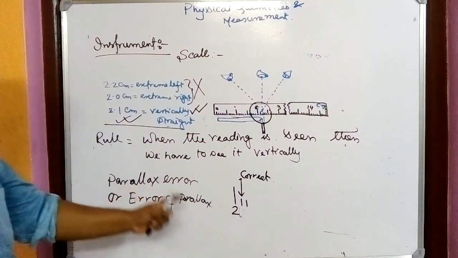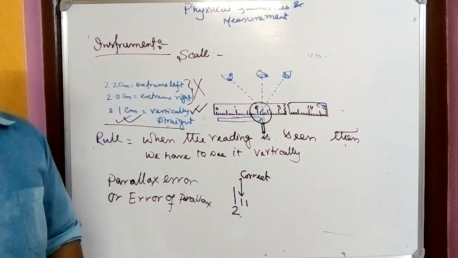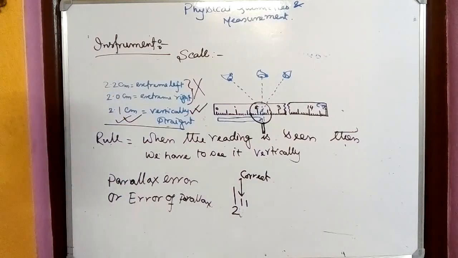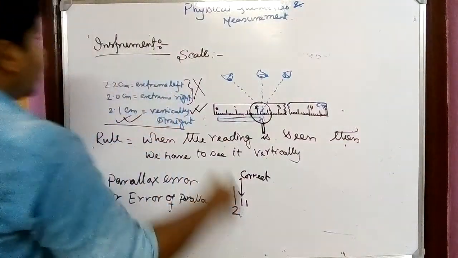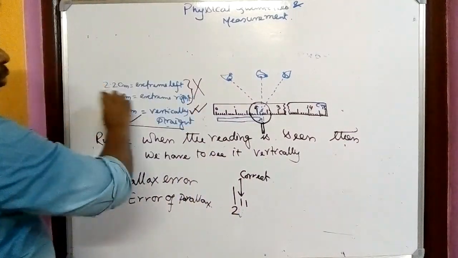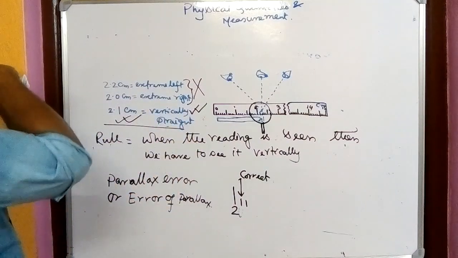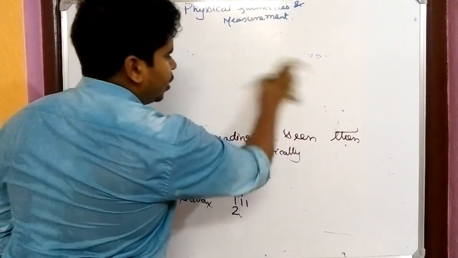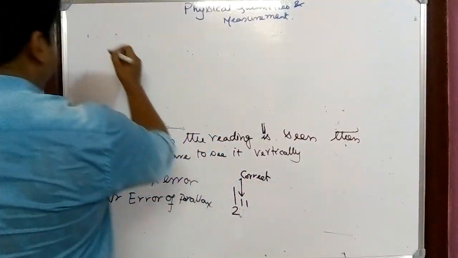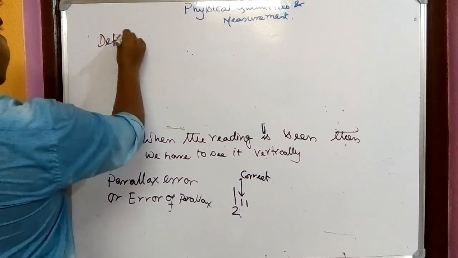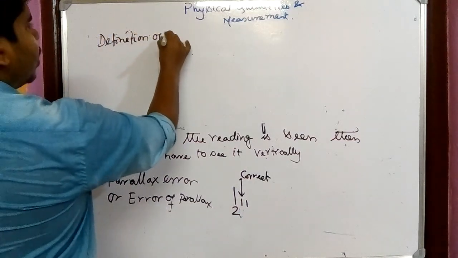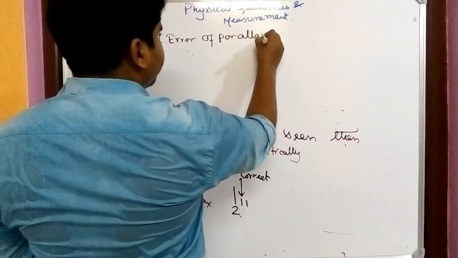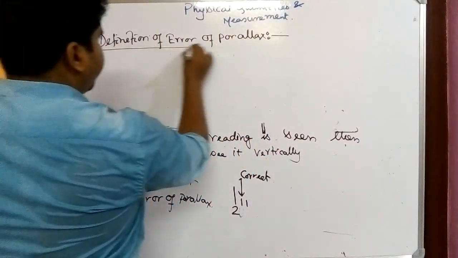But you might be thinking, sir, you have told us, but we need something which can be written here. Yes, I will define the error of parallax. Let's see. First I will erase this. If you want to draw, definitely you have to draw, and for that you have to pause the video here and draw it. In the meantime I will write the definition of error of parallax.